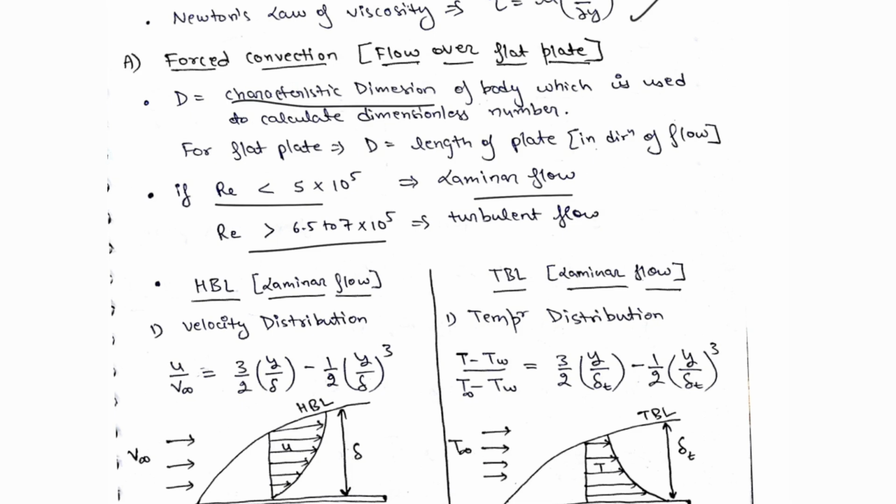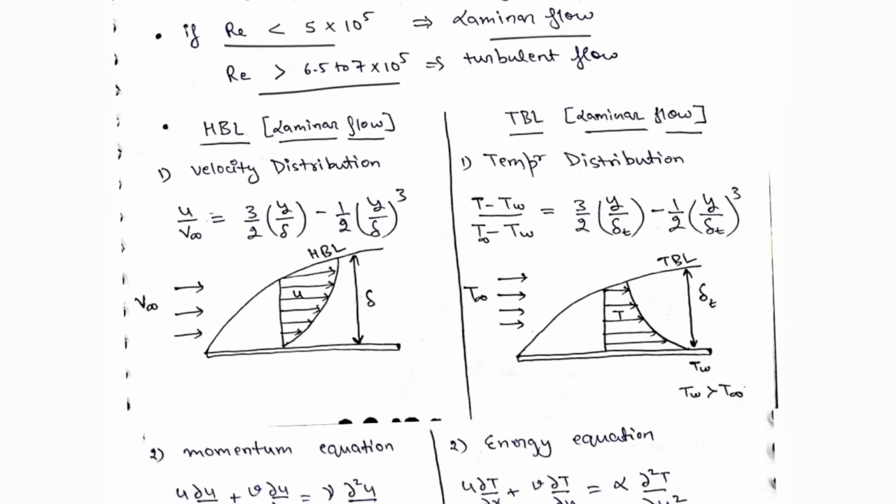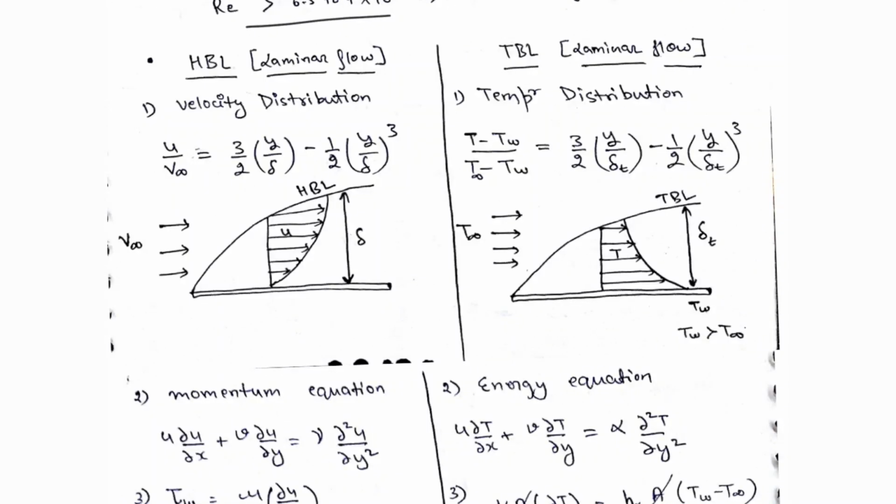Next is hydrodynamic boundary layer and thermal boundary layer for laminar flow. If you assume the velocity profile cubic, you have to use this equation. If you assume the temperature profile cubic, you have to use this equation, and the variation would be like this. Here you should remember that wall temperature is greater than T infinity. In that case, you will get this profile. If TW is less than T infinity, you will get this type of profile.